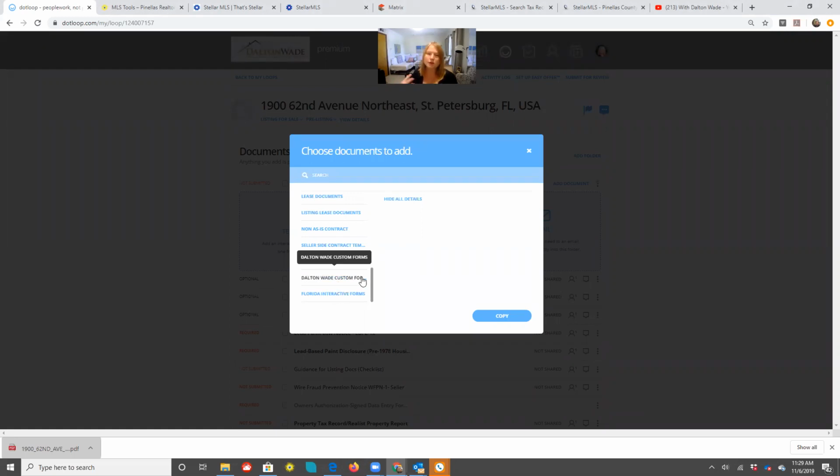This is going to have anything that we converted into a form. We made a form that would include actual Dalton Wade forms or MLS forms. Anything that didn't come from Florida Realtors would be in here. And then I have them all divvied up here in various places that I think make sense, but you may not.